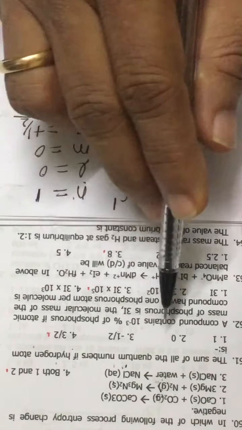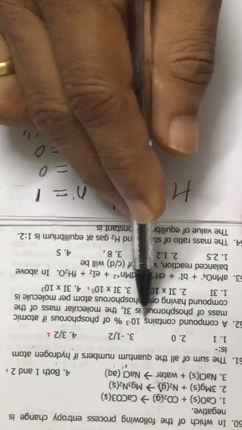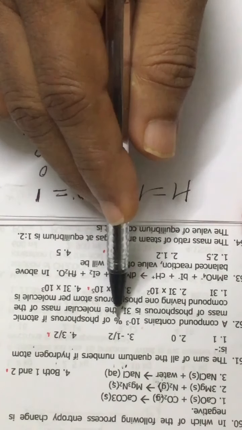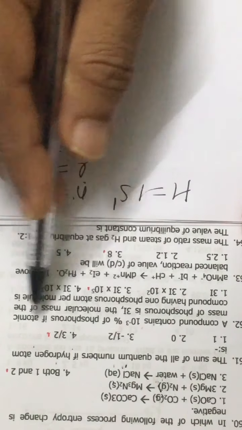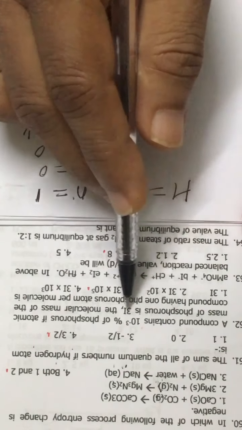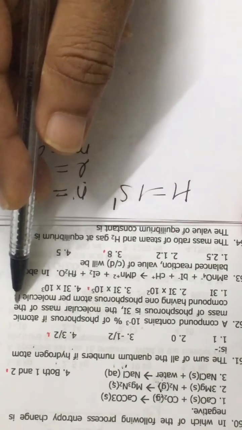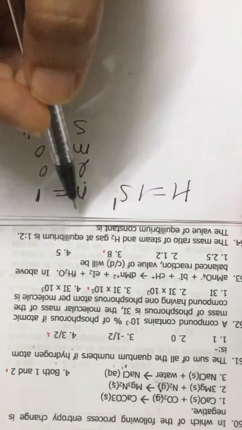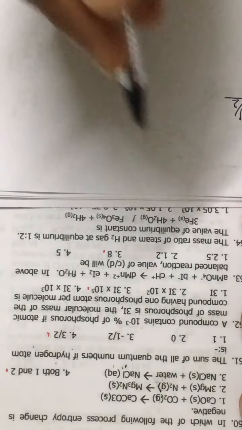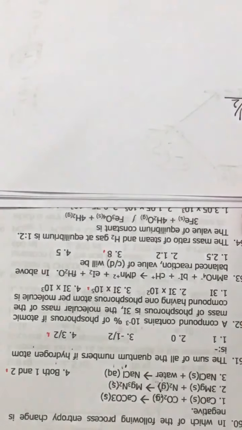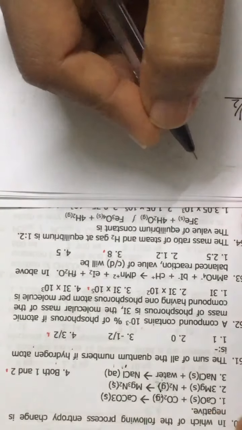In 62, it says a compound contains 10 raised to power minus 3 percentage of phosphorus. If its atomic mass is 31, what is the molar mass? In such questions we have already discussed, this is not the exact molar mass. This is called minimum molar mass.